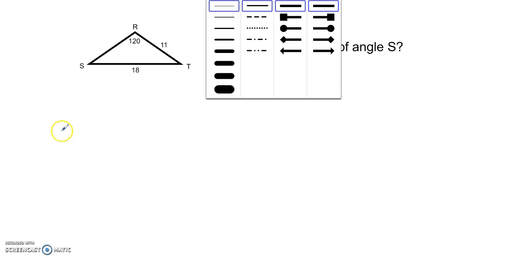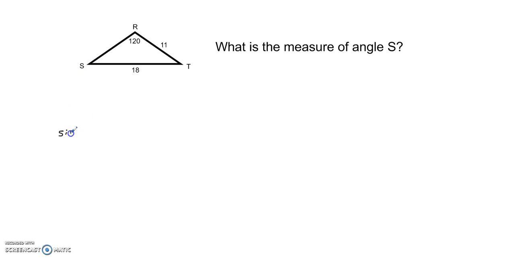Let's start off with angle S. That means that the sine of angle S over the side across from it, which we already know is 11, is going to be equal to, let's just go with R, the sine of angle R, which we know to be 120, over the length of its opposite side, which is 18. And that's going to be equal to the sine of the last angle, angle T, over the length of its opposite side, which we don't know, so we'll just label it lowercase t.